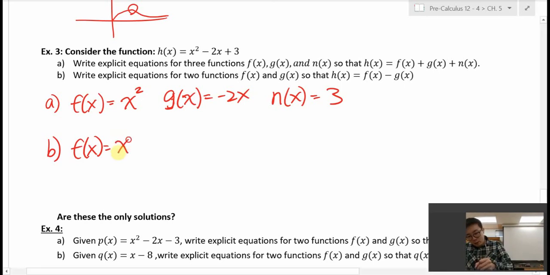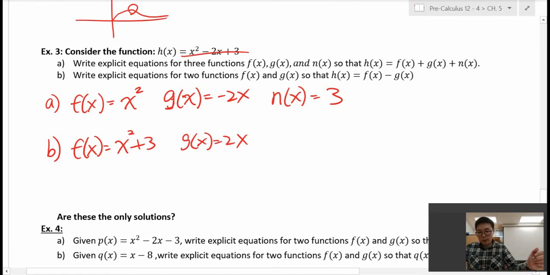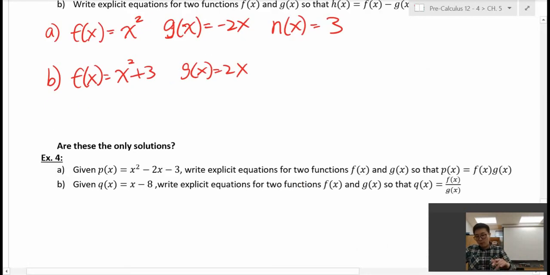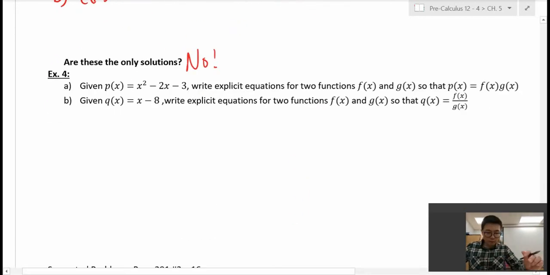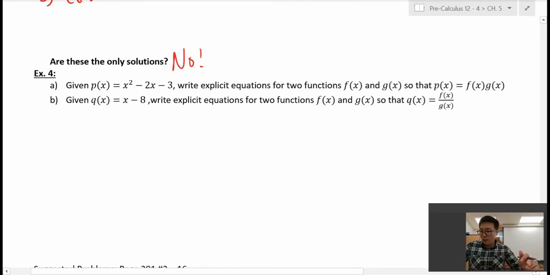I can say that f of x is going to be x squared plus 3, and that g of x is going to be 2x. So when you subtract them, it gives you h of x right there, okay? So there are tons of different answers that you can give. These are just some examples, okay? So are these the only solutions? Definitely not. Okay, last example I need to show you today.